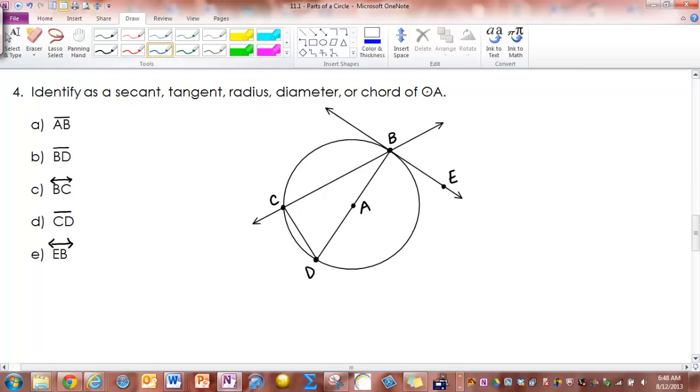Question 4. Now, given this picture, we're going to identify each as a secant, tangent, radius, diameter, or chord of circle A. Part A says segment AB. Now, segment AB is going from the center of a circle to a point on the circle. And whenever that happens, we call that segment a radius.